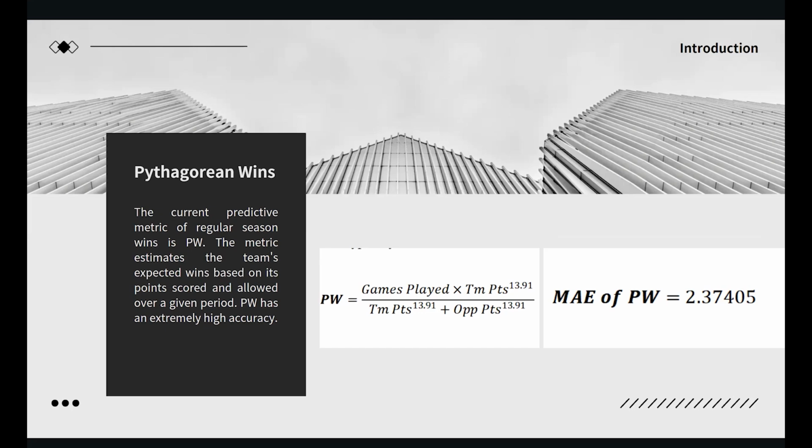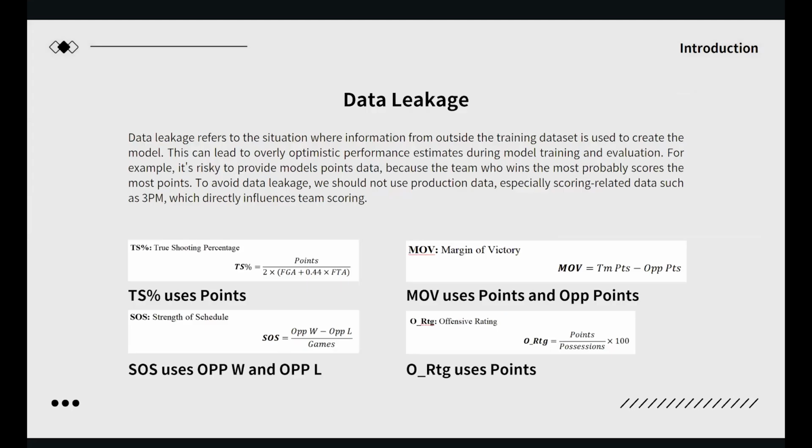We can tell from its MAE, which is mean absolute error. That means it has an error of 2 games. That is very, very accurate for regular season wins prediction. The results indicate that the average prediction error of PW is 2.37. Since PW is already so accurate, why attempt to predict the number of wins? However, that's because of the mistakes of Pythagorean wins, which is data leakage.